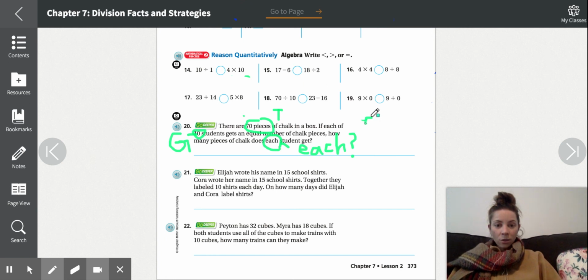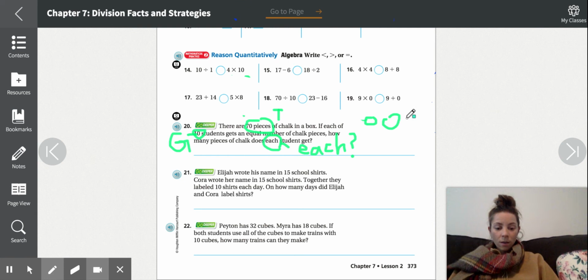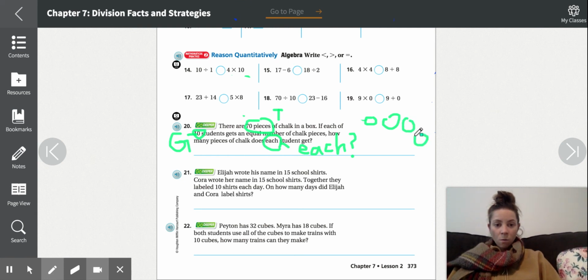So for this one, I could draw a picture of my 10 students. 1, 2, okay, my pen will do it faster. 3, 4, 5, 6, 7, 8, 9, 10.